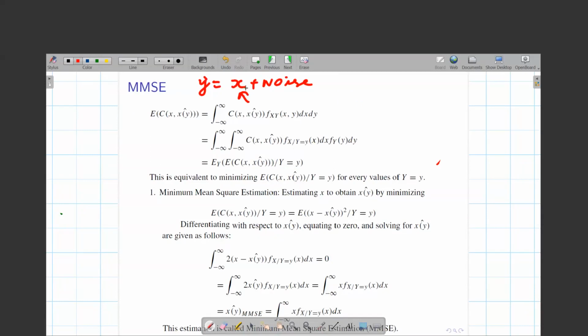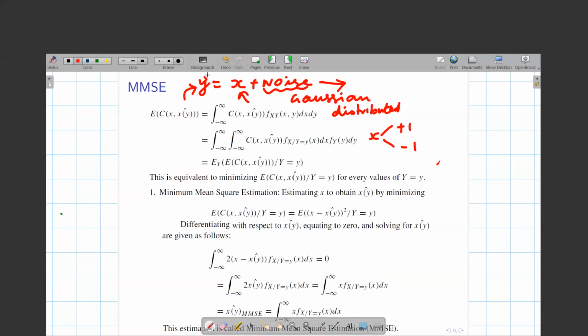We know that the original value is going to be x because we have a model like this: y equal to x plus noise, right? Noise is, say for example, Gaussian distribution. And x takes one of these values, plus or minus. You are getting some observation of y. Now the question is, based on the observation of y, you would like to know what the value of x could be.